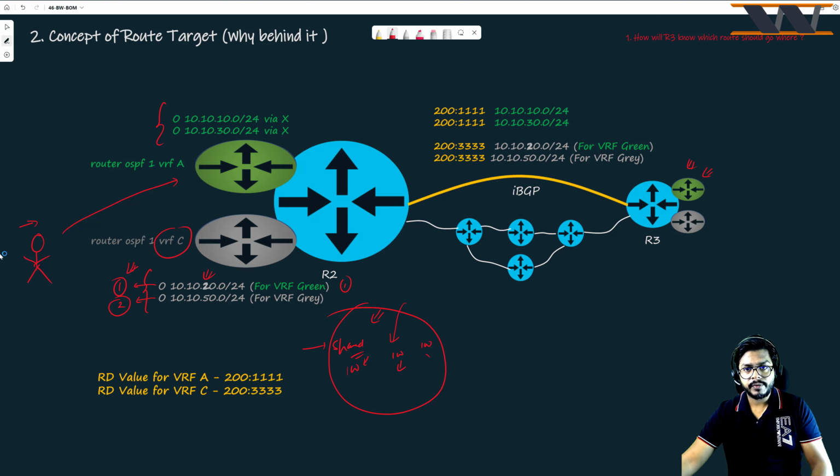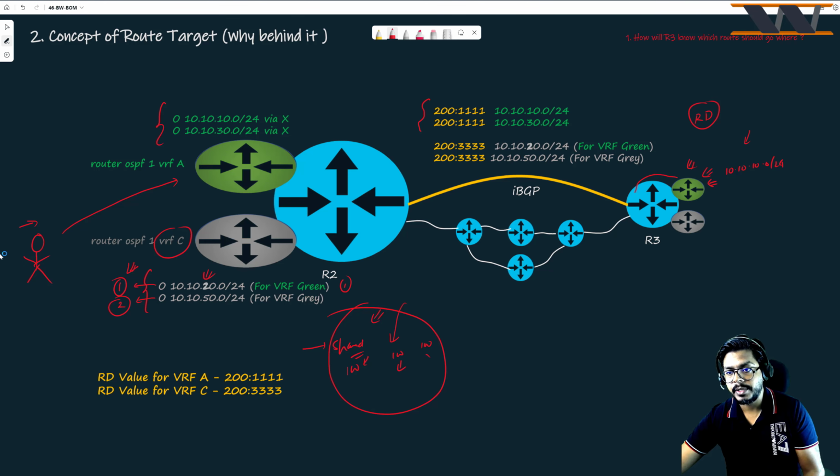Now let's talk about the gray VRF. If we are doing it only on the basis of RD, deciding which route should go into which VRF, what are we going to see? Here, I will see that the green VRF RD value is 200:1111. Then I will be importing all the routes from the green VRF. So what routes are those going to be? 10.10.10.0/24. It will be in the green VRF because I am taking these values on the basis of RD. I am importing, or sending, the route from BGP towards this VRF on the basis of this RD.